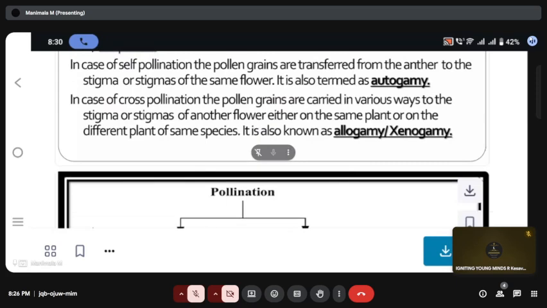And allogamy or xenogamy, what is this? It is called cross-pollination, right? The transfer of pollen grains from the anther to the stigma of a different plant, either on the same plant or on a different plant of the same species. Got it?